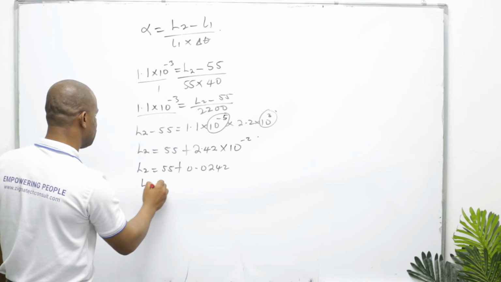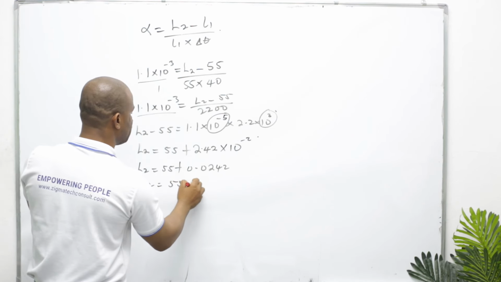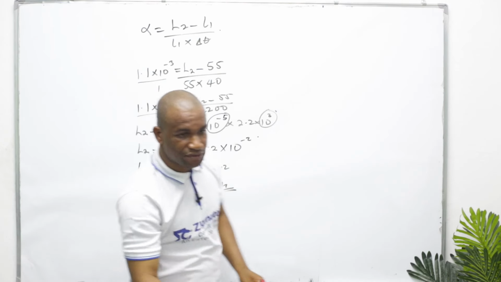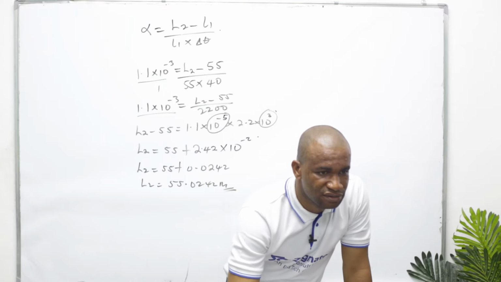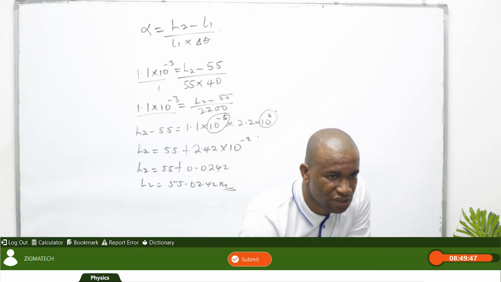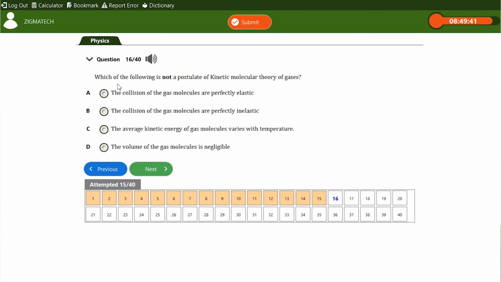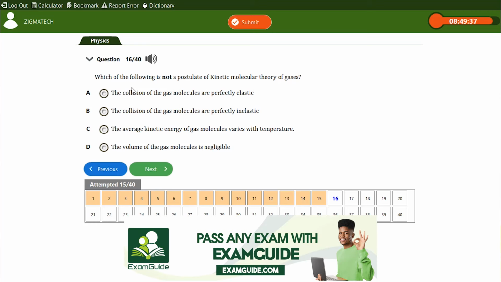Alright, so L2 is going to be 55.0242 meters. 55.042, and that is option A. And which of the following is not a postulate of molecular kinetic theory?